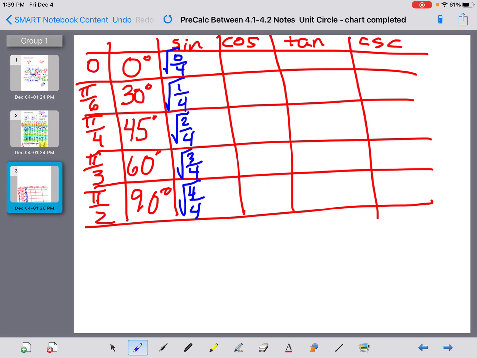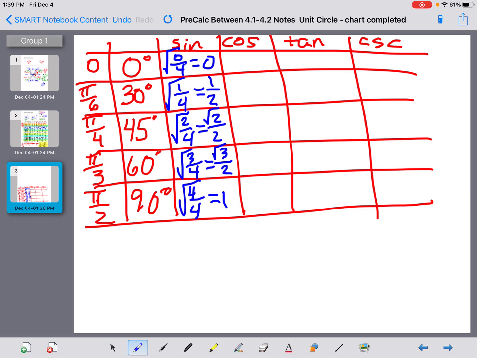Now I'm going to simplify. Well, anything, 0 divided by anything is 0, so the square root of it is just 0. Square root of 1 on top is 1, square root of 4 on the bottom is 2. Square root of 2 on top, it's not even, so I leave it, square root of 2. Square root of 4 is 2. Square root of 3 over 4, the square root of 3 on top is not even, so I leave it in the square root, and the square root of 4 is 2. Square root of 4 over 4, well, I should just say 4 over 4 is 1, the square root of 1 is 1. All right, that's how I filled out my first column.